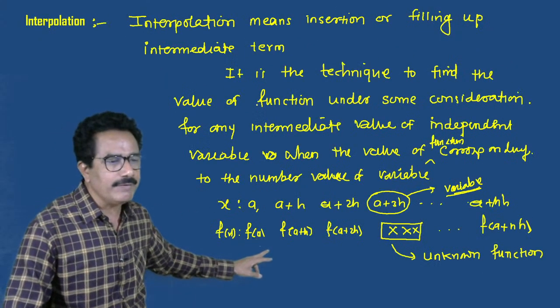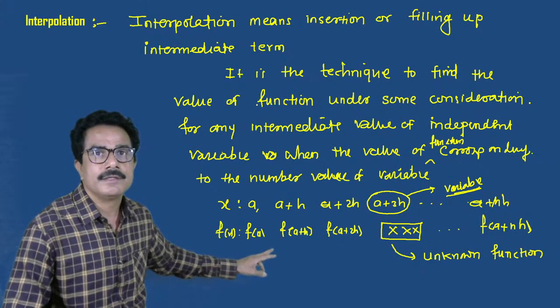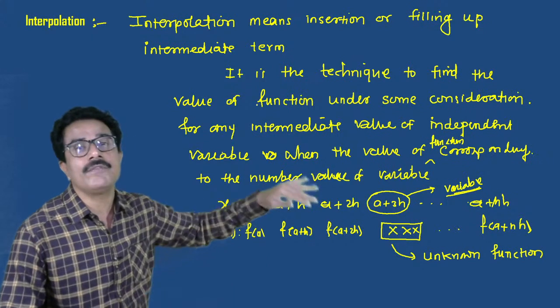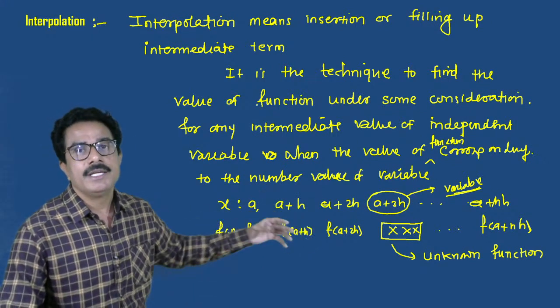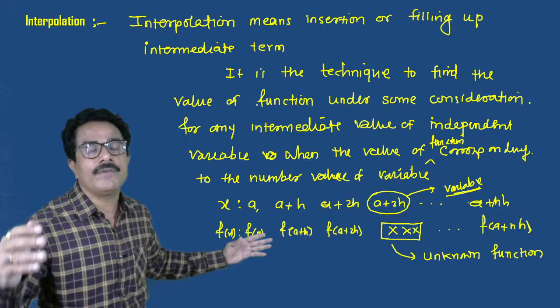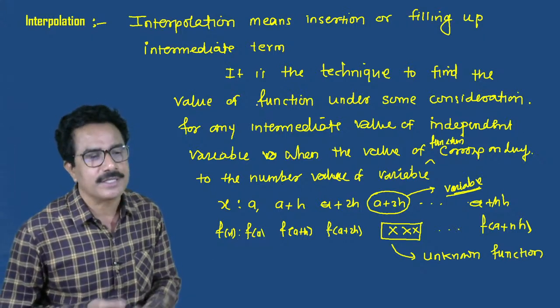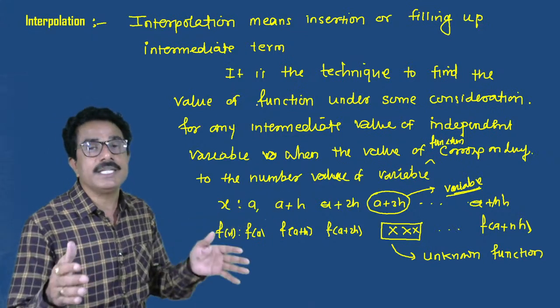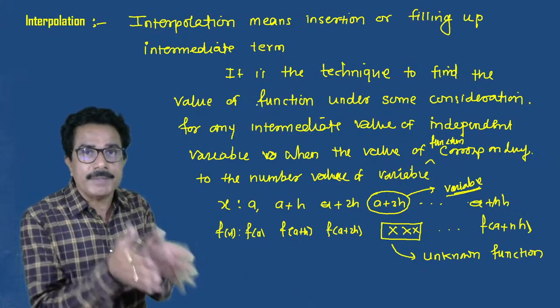The range of the function is f(a) to f(a plus nh). We have to find the function f(x) for a equal to 3x. That is, it is the intermediate term in between.